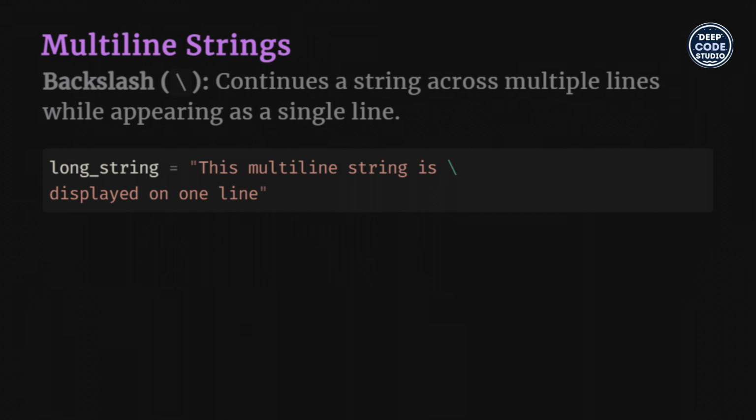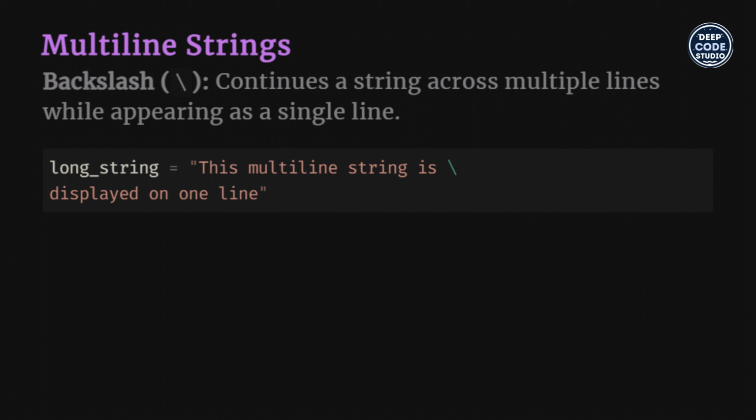Normally strings are single line strings if you are using single quotes or double quotes, but if you want to declare your strings on multiple lines, then Python supports a variety of options. Among these, the first one is using a backslash. You can specify a backslash at the end of each line, and then you can continue your string for as many lines as you want. For example, I am declaring a long string equal to this multiple string, then backslash, then displayed on one line. When I print this, it appears on a single line without any backslash.